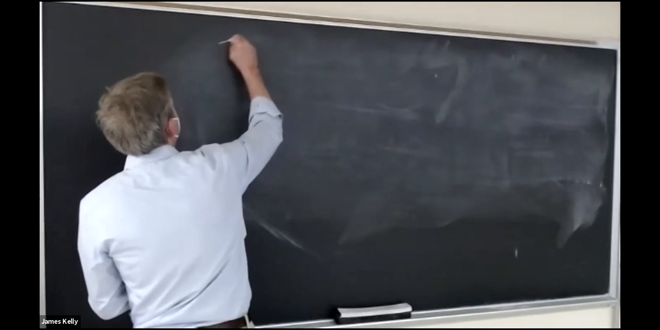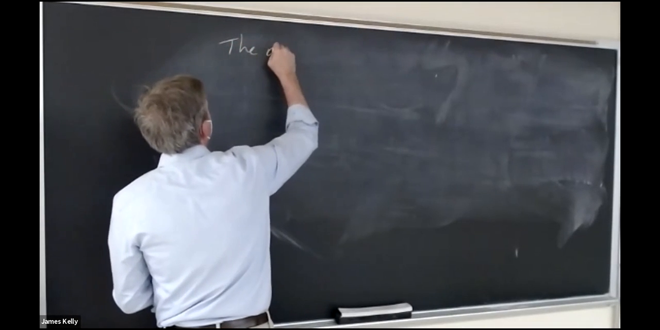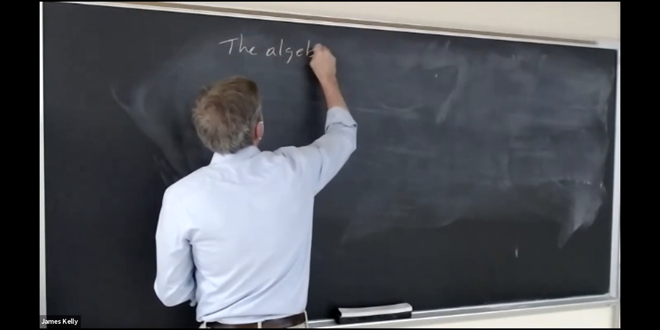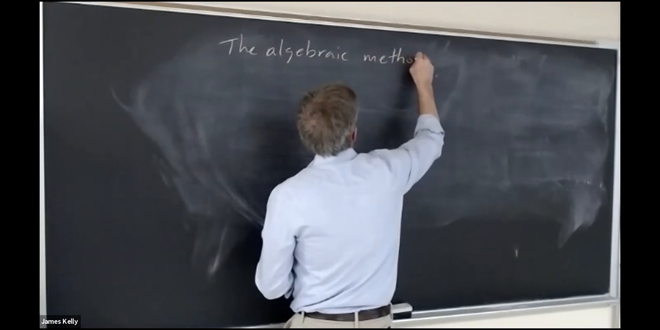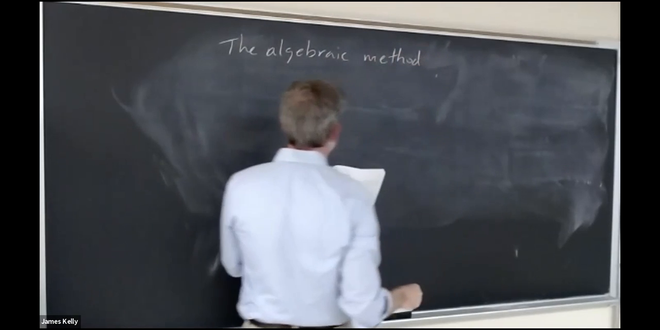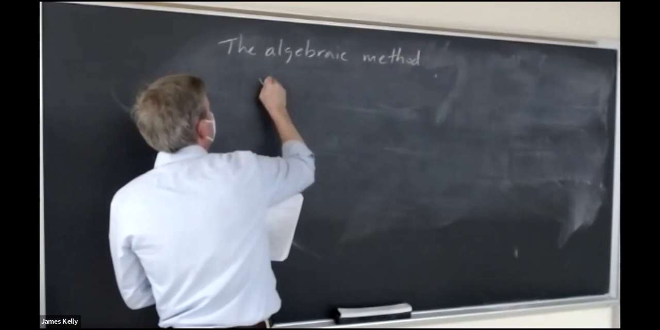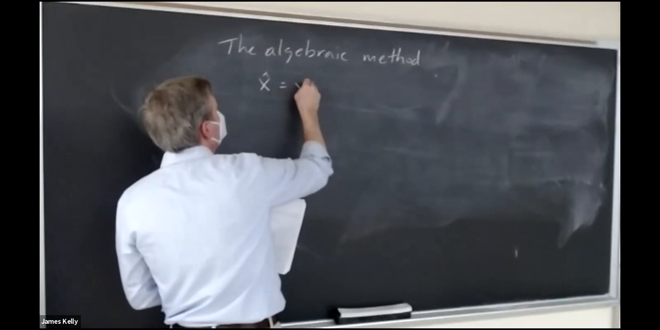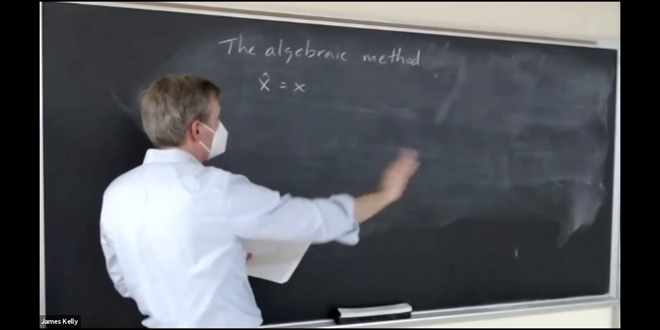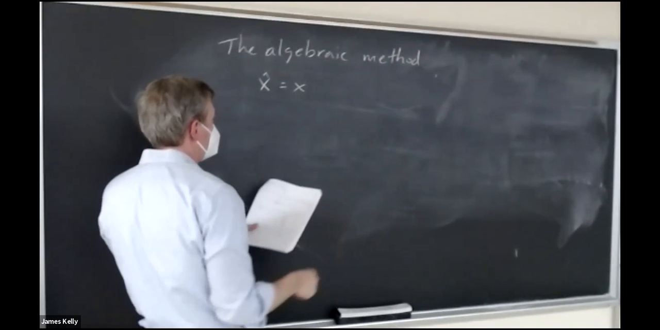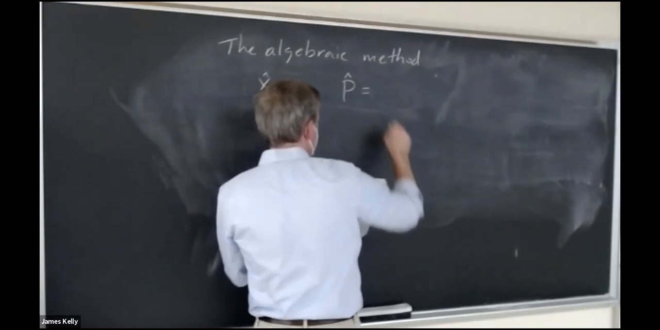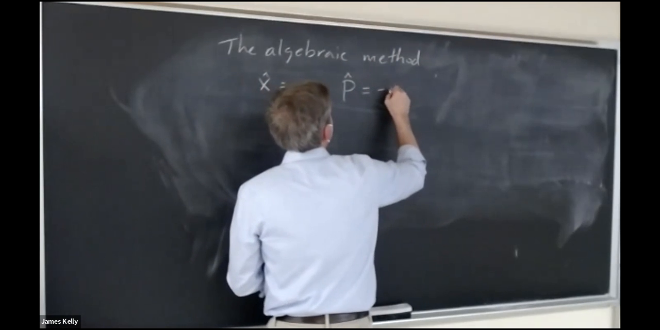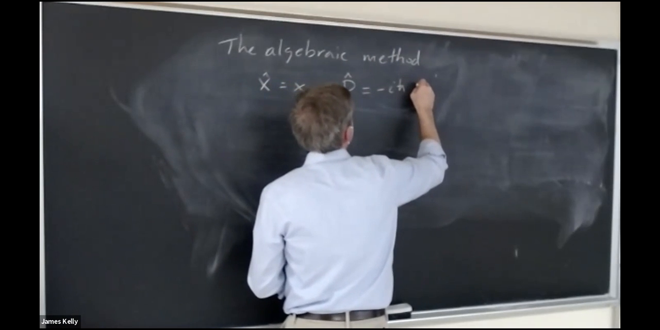Okay, so this is what we might call the algebraic method. Okay, we've got our operators. I'm just going to write down the position operator means just multiply by x. When it operates on something that follows it, you just multiply that function by x. The momentum operator, I won't put a little x on it, is minus i h bar times the derivative with respect to x.